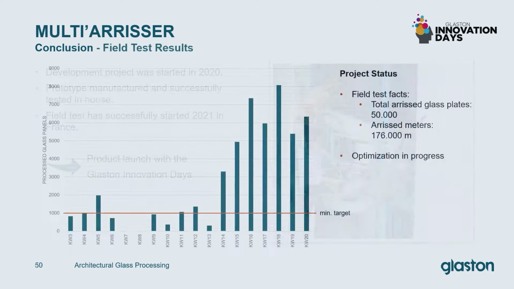Last but not least, some information about our results from the field test. You can see it in the diagram. From week 3 to week 20, 50,000 glasses were erased. The total amount of erased glass is now 167,000 meters. It was the right decision to test the machine in a field test. Nothing is better than using the machine in a production environment.